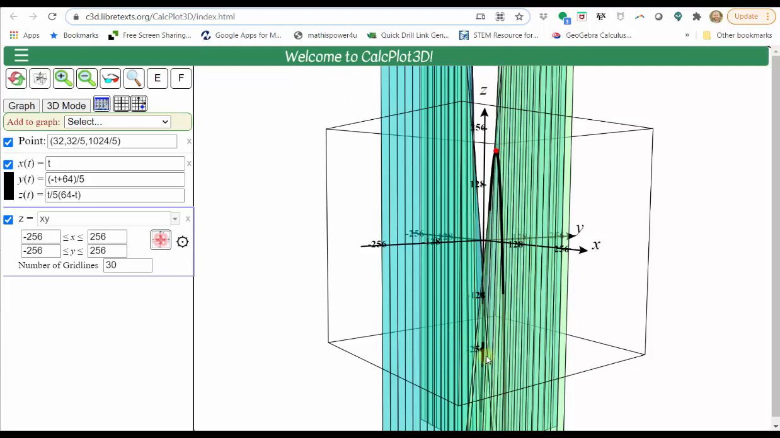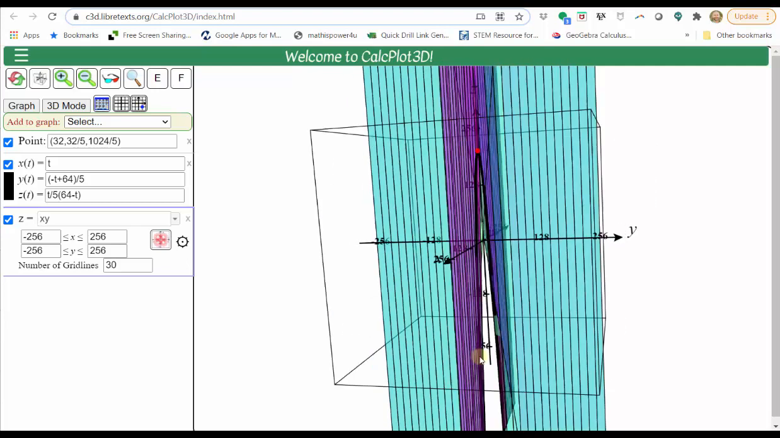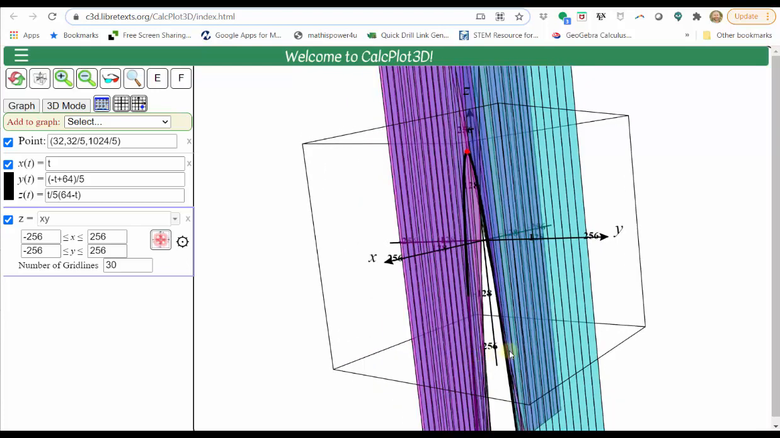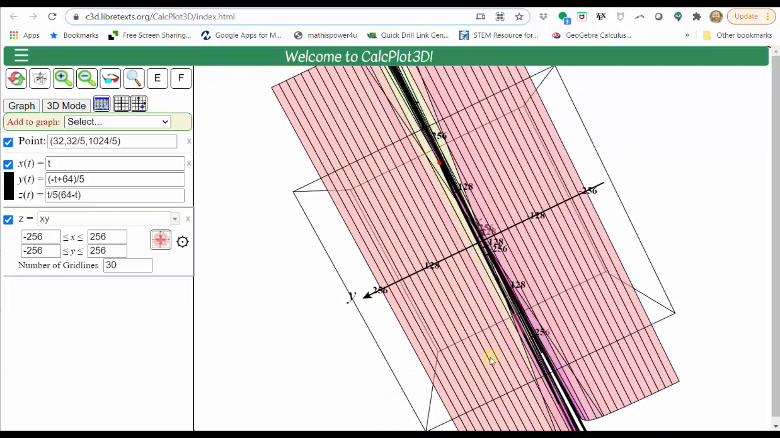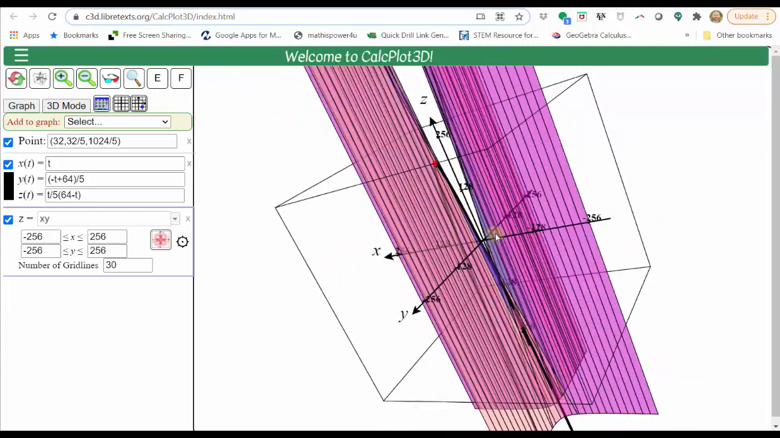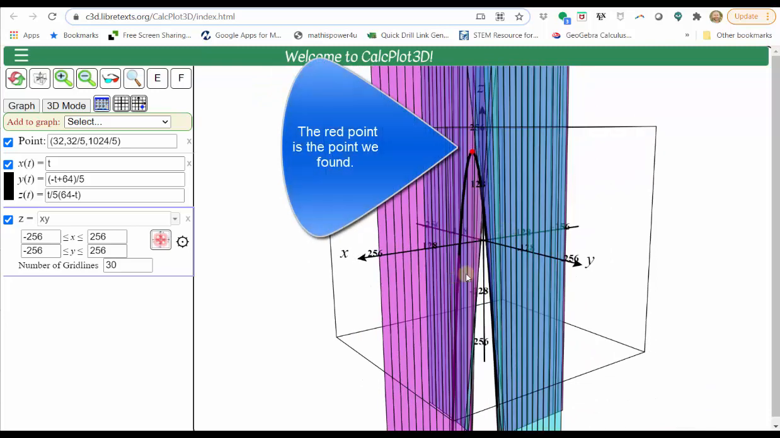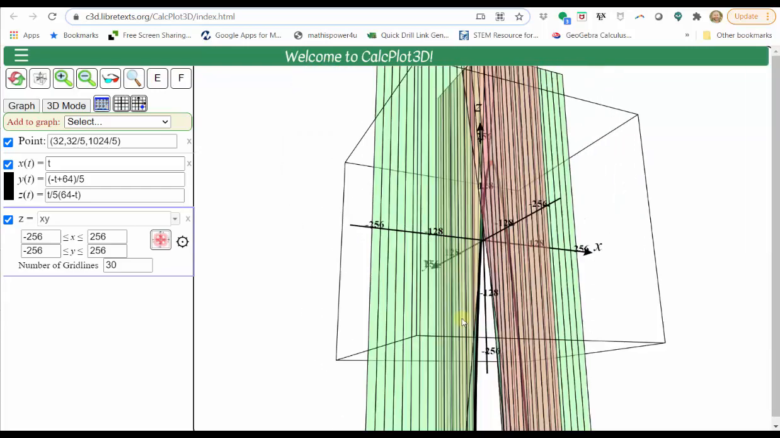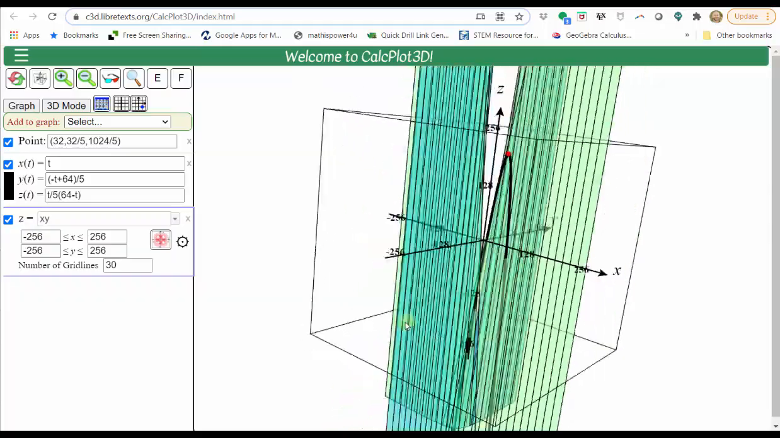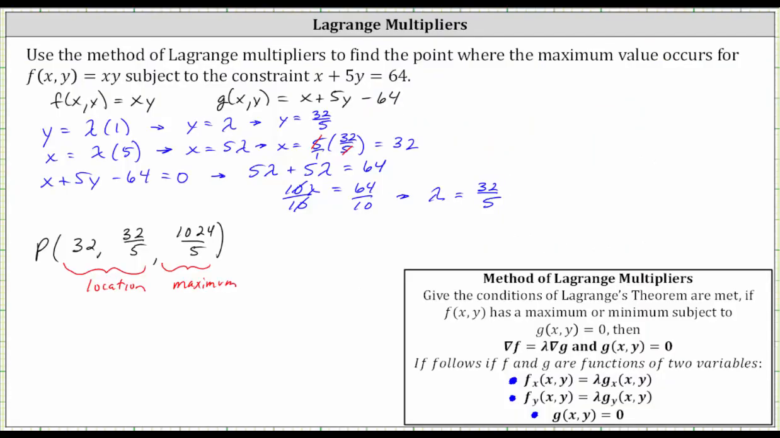So the graph of f(x, y) is the surface, and this black space curve is where the constraint intersects the surface given by f(x, y). And notice how the point that we found is a high point on the surface under the given constraint, and therefore this point does represent a maximum of the function under the given constraint. Let's summarize our findings and state that the maximum value of f(x, y) is 1024/5 at the point (32, 32/5) under the constraint g(x, y) = 0.